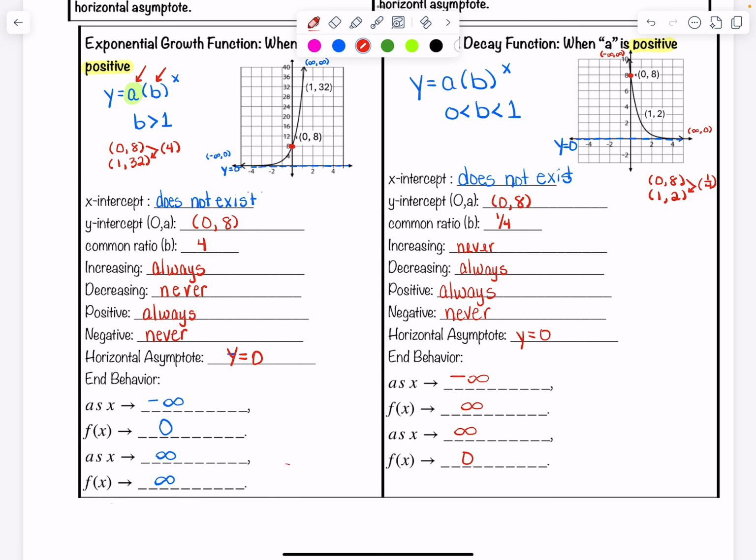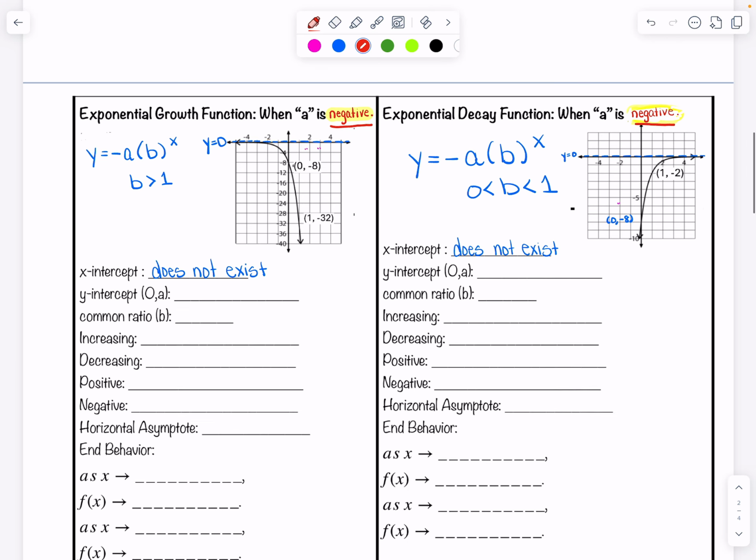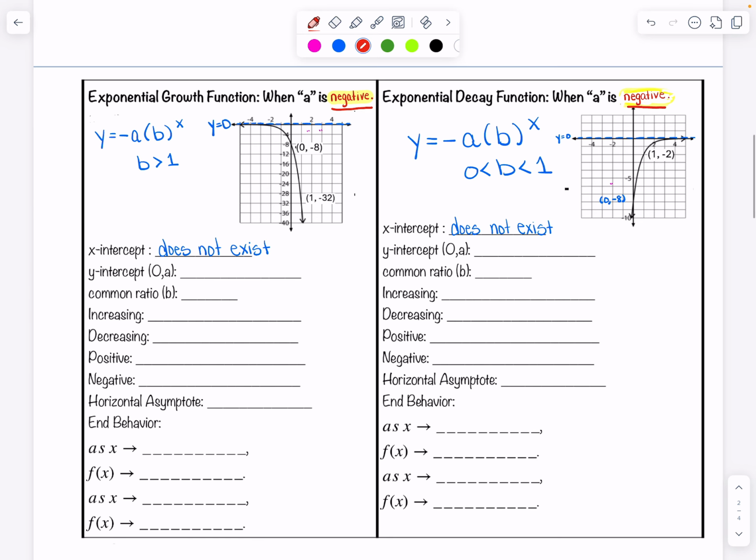These 2 were above y equals 0. The next 2 examples that I have are going to be below y equals 0. So the y-intercept on this one is at (0, -8). Remember that -8 is our a value. So there's that negative a. For the common ratio b, we're going to take those 2 points, (0, -8) and (1, -32). -8 times 4 will give me -32. So my common ratio is b equals 4.